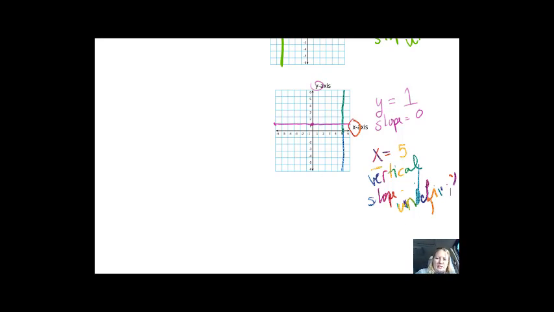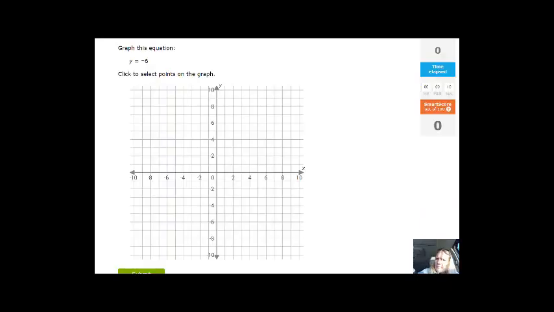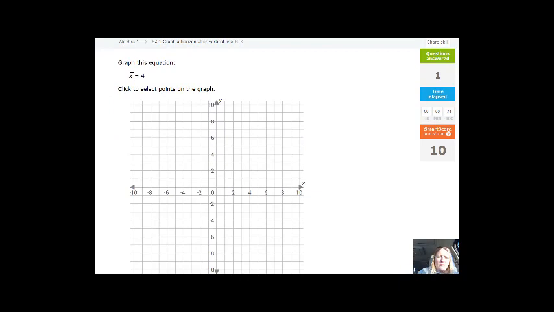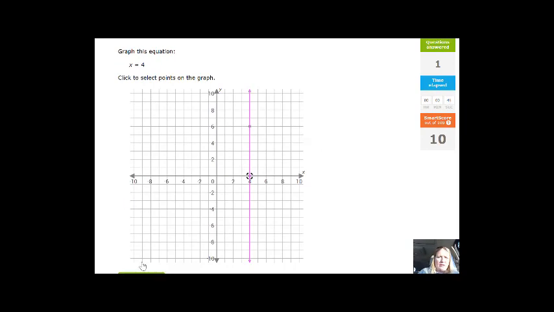Okay. So let's look at what you're going to do on a graph. On this problem on IXL, it says y equals negative 6. So we go to -6 on the y. We put a point, and then we draw a horizontal line because all the range, all the y's, are -6. Okay, this problem says x equals 4. So that means all the x's are 4. The domain is always 4, so it's a vertical line. And then you would hit submit.